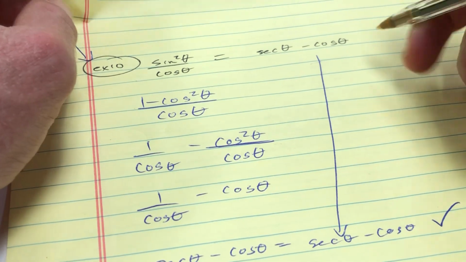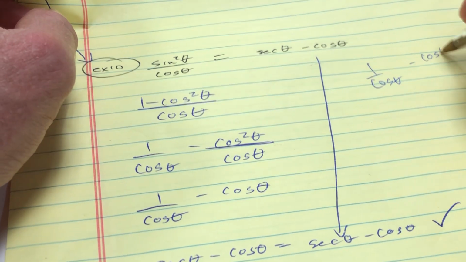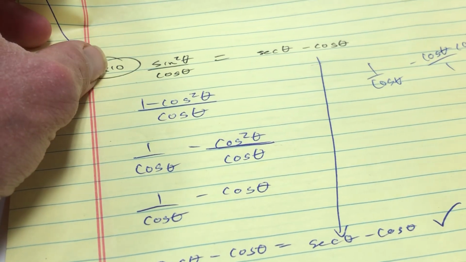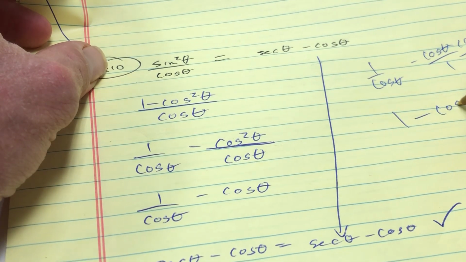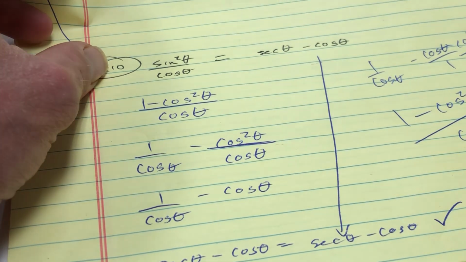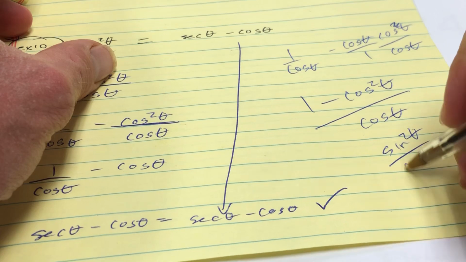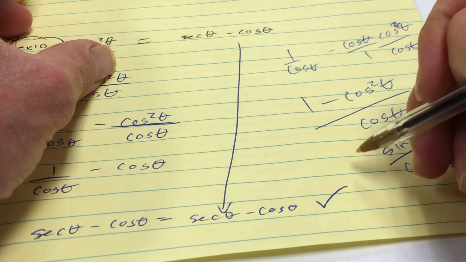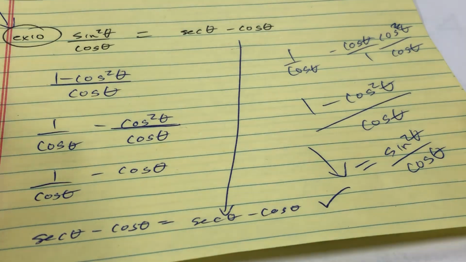If you didn't like that, you're like, this looks more complicated, you could say 1 over cosine minus cosine over 1. You're going to multiply this by the following. This actually might be quicker. And then you're going to have 1 minus cosine squared, over cosine. 1 minus cosine squared is sine squared. Sine squared theta over cos theta. And then you would say equals, and you would bring that down. Well, look at that.